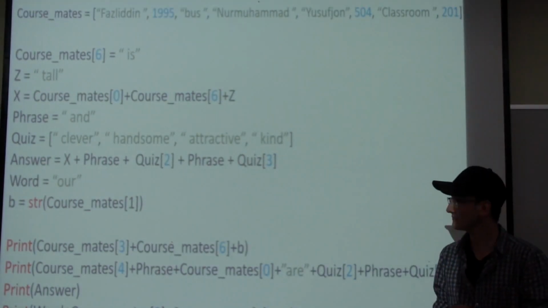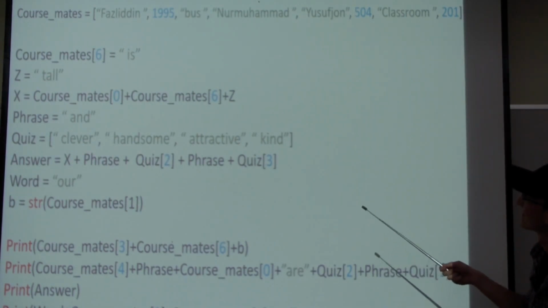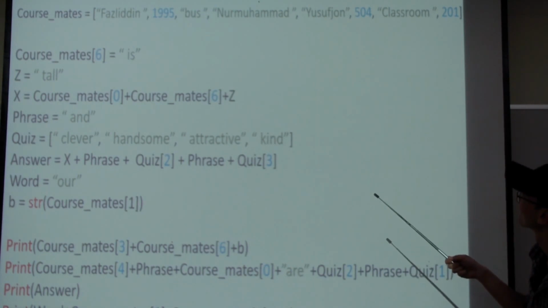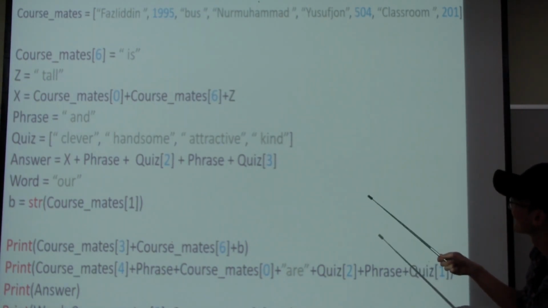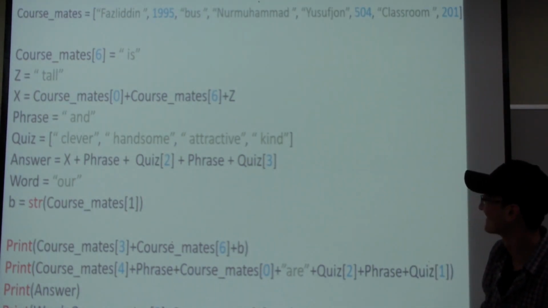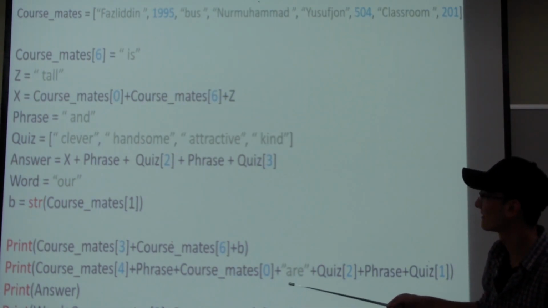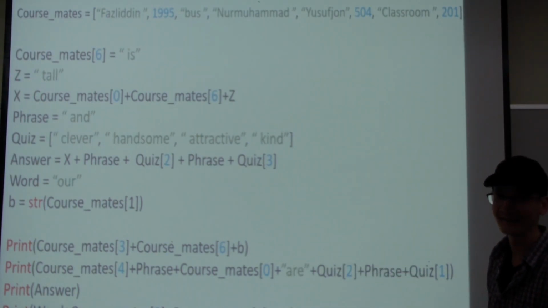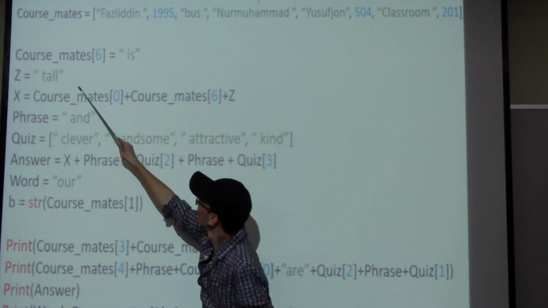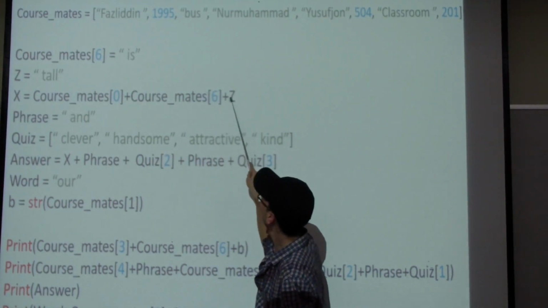John and Hazırcan are attractive and handsome. Hazırcan is tall, and attractive and kind. Quiz. Other than zero, other than is, is tall. Tall and handsome.